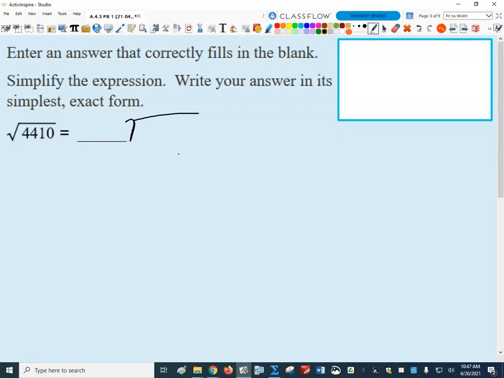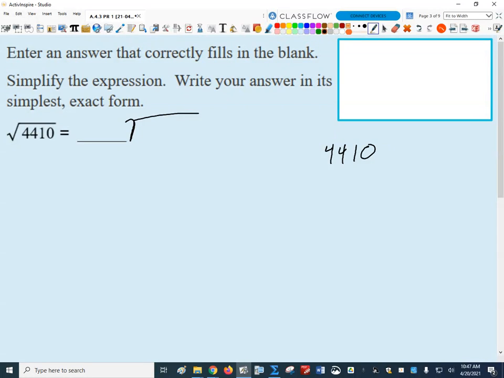We're going to take the number inside the square root. That's called the radicand. Not that we really care about that, but the number inside the square root, and we're going to break that up into factors. We're going to factor that number. Break it apart using a factor tree. We want to write it as a product of a bunch of smaller numbers. So we've got the number 4,410.